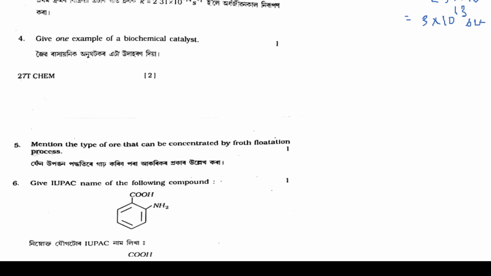Give one example of a biochemical catalyst. So biochemical catalyst, an example needs to be given. Lots of examples are there. What do you mean by biochemical catalyst? Simply, biochemical catalysts are those catalysts whose numerous reactions that occur in the body of animal as well as plant to maintain the life process are catalyzed by enzyme.